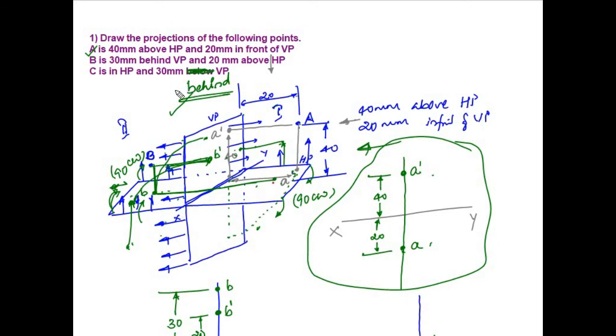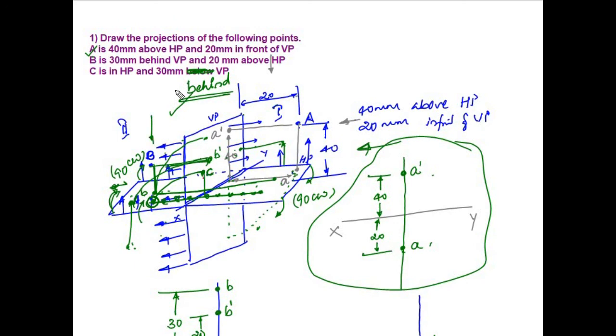It is in horizontal plane, so it can be anywhere on the horizontal plane, and it is behind VP. So the point is behind VP, at a distance of 30 mm. That means somewhere over here. Let us say this is the 30 mm point. It is in HP and behind VP. So when point C rotates, this will come here. This is the top view of the point.